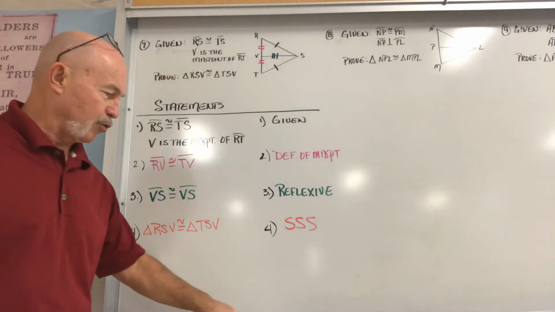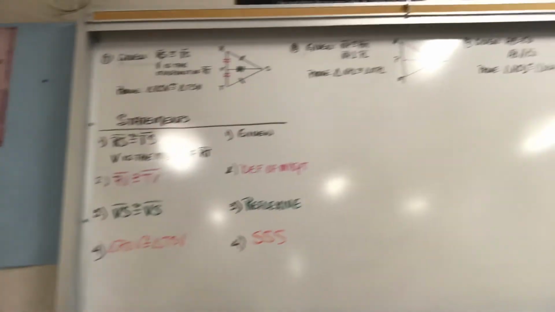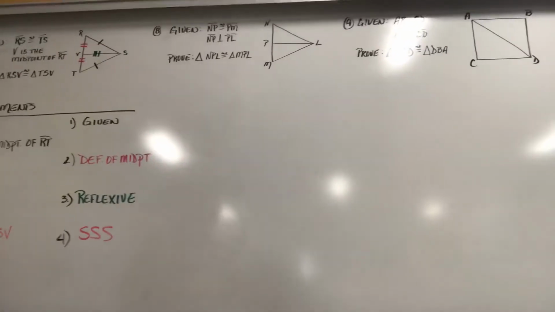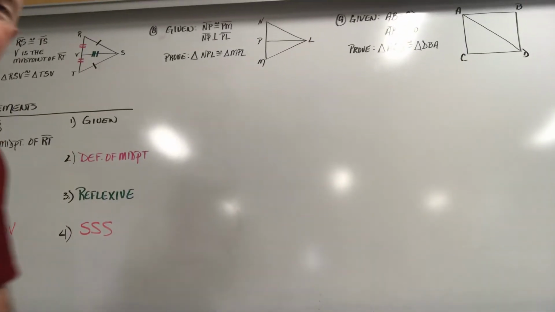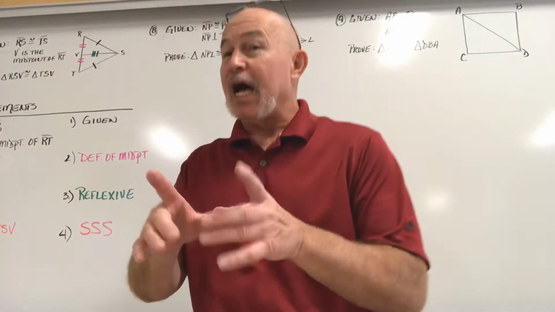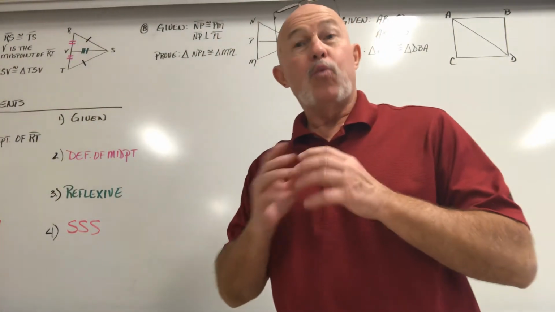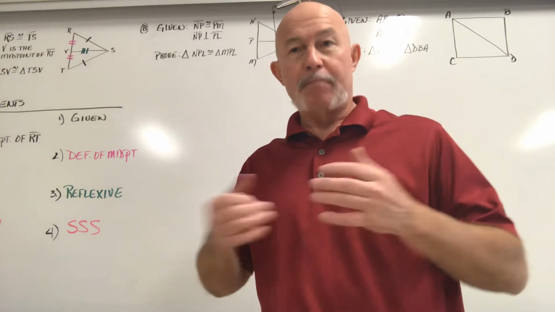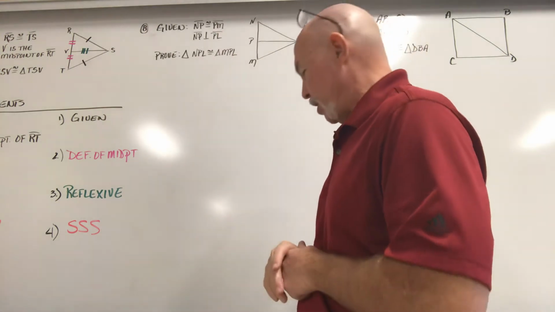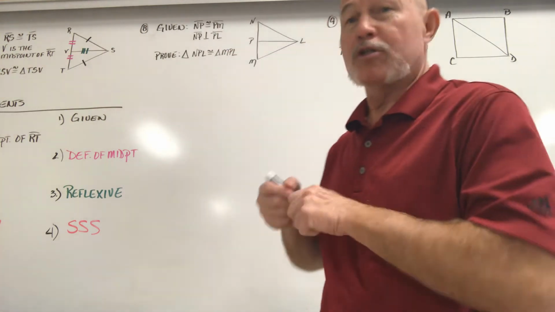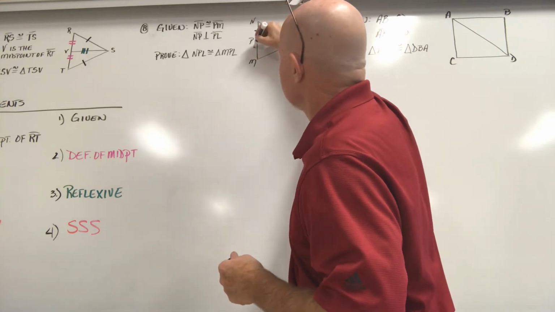Okay, so we've proven the congruence of these two triangles. Now, yes, this triangle looks strikingly similar to the one we just dealt with, but because we have different information, we're going to have to use a different method, maybe. In this one, NP and PM are equal. So there's our given information: NP, PM.